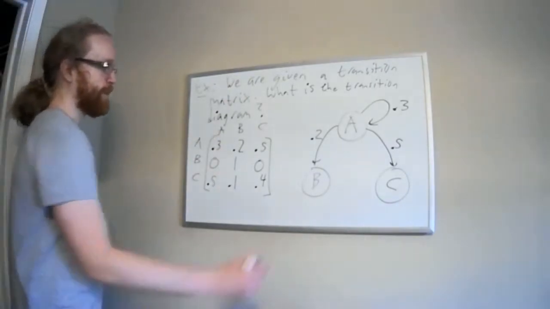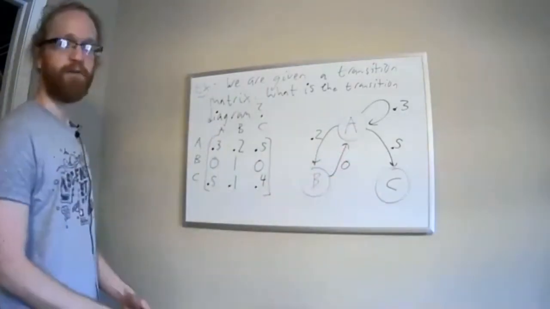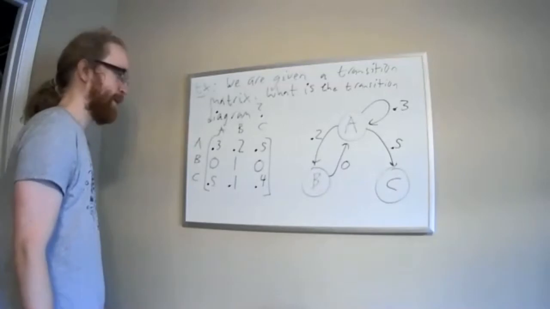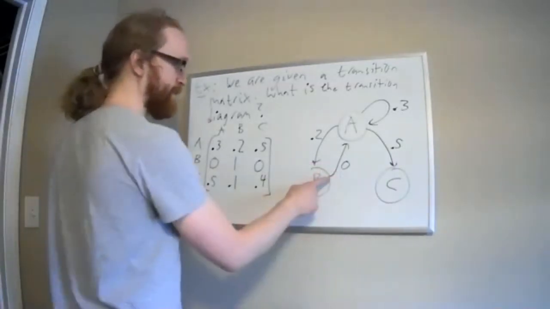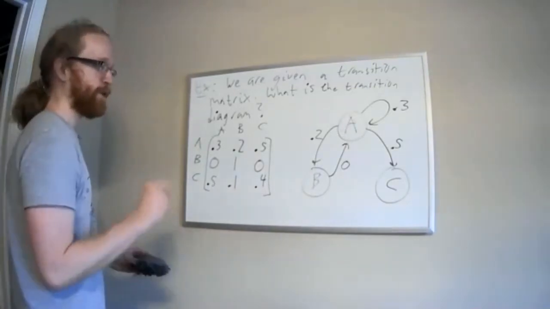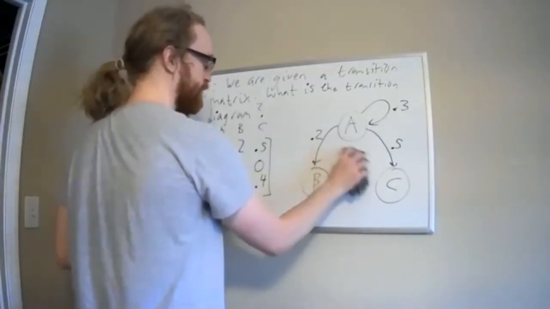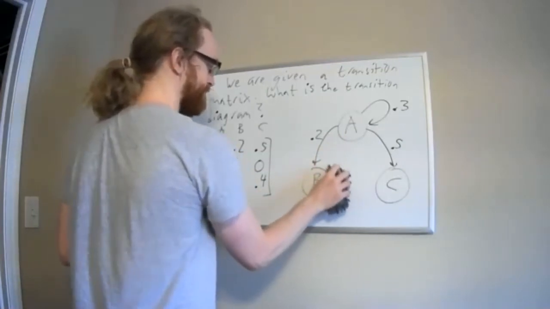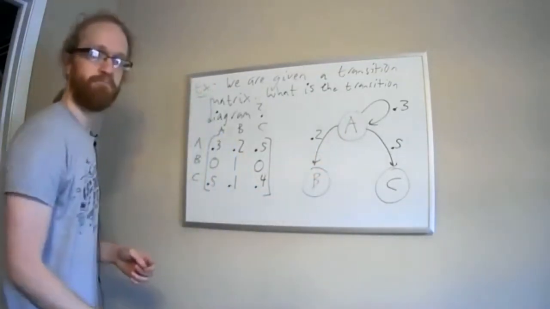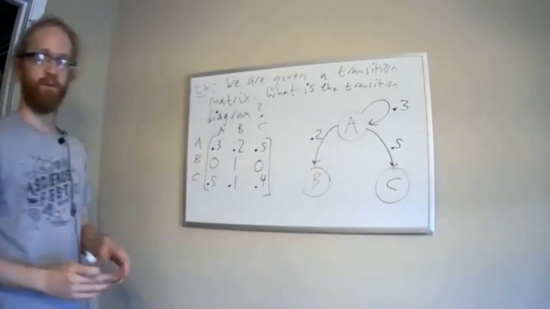So on the one hand, I could draw an arrow from B to A and label it 0, but that kind of feels silly because it's 0. It's basically not going to happen. I'm not going to go from B to A. I'm sort of not allowed to go from B to A. So instead of drawing an arrow and labeling it 0, how about we just don't even draw an arrow? And we just skip that. So we just won't even draw an arrow from B to A because this probability is 0.